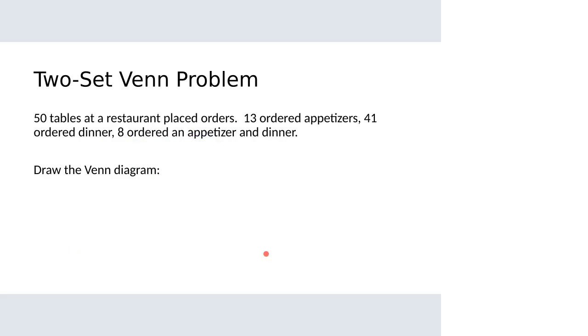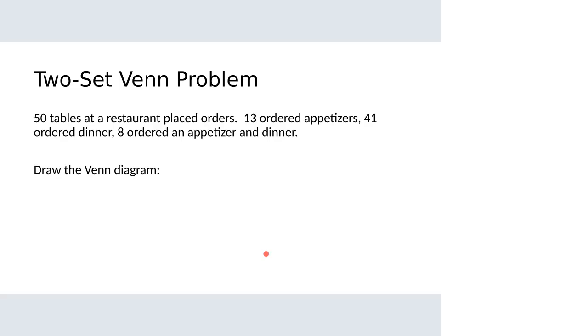Outstanding. Now we're going to increase the degree of difficulty a little bit. 50 tables at a restaurant placed orders. 13 ordered appetizers, 41 ordered dinner, and 8 ordered an appetizer and dinner. Draw the Venn diagram for this situation.